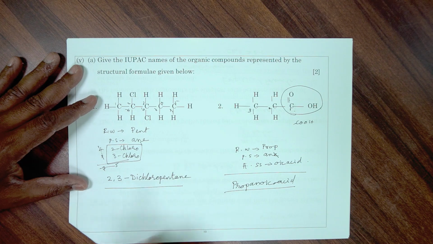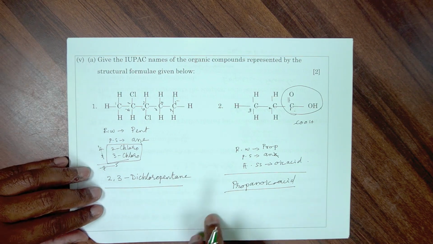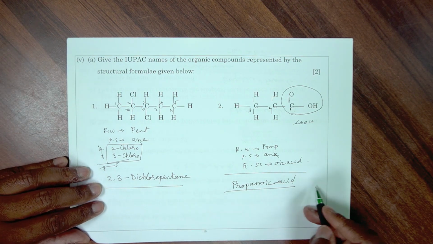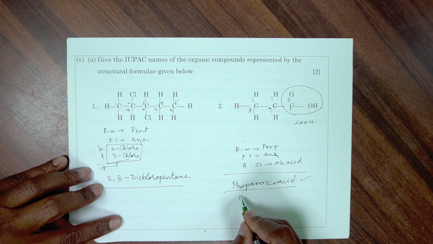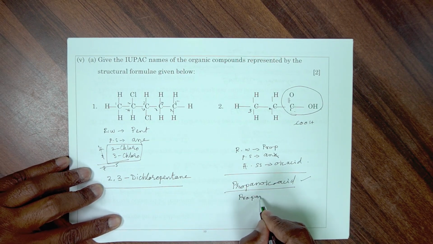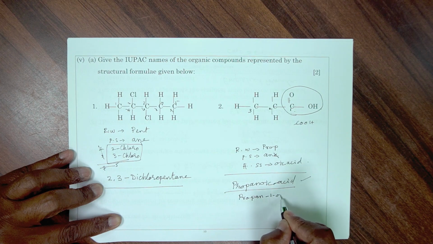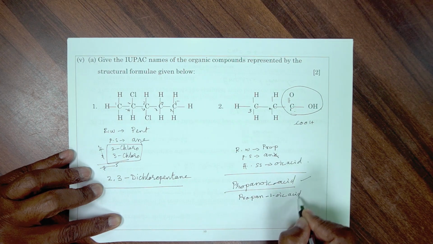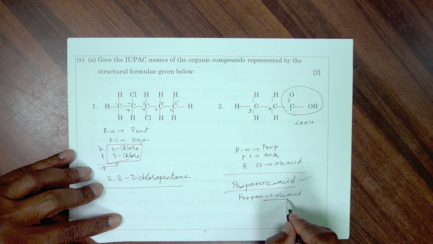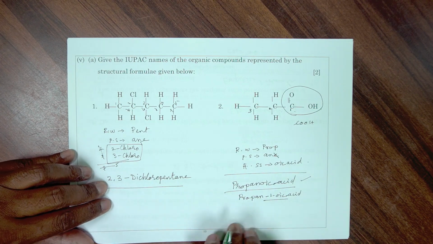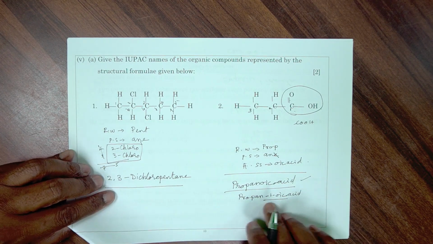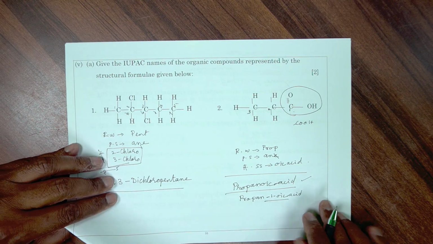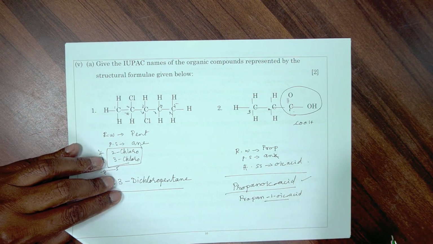The details, again, I advise you to watch the video on how to name organic compounds. Propanoic acid is the correct answer. Some students may write propane-1-oic acid. The 1 is not required, as I said. Even if you write this, you will get marks. It is still correct, but 1 is not required because that is the least number, which can be ignored. When no number is given, we understand it is 1.